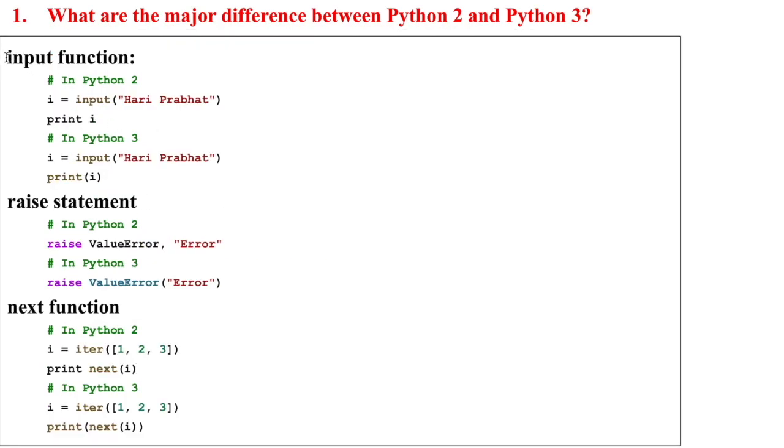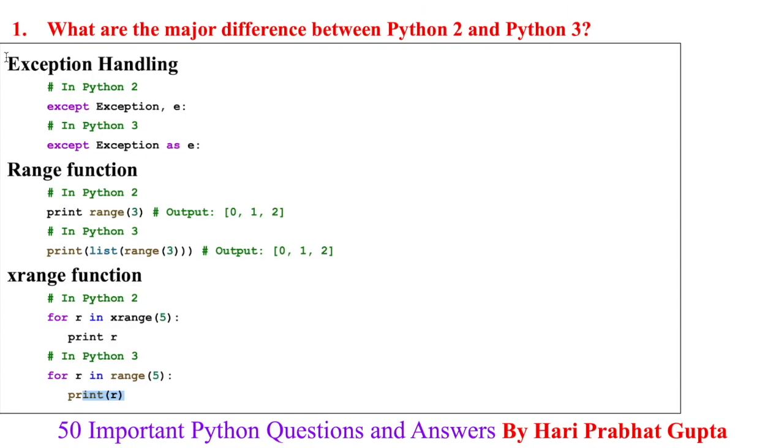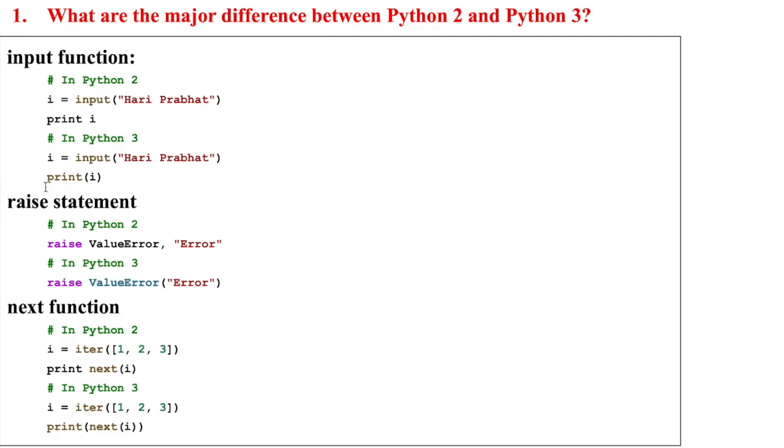Now after that, the raise statement. In Python 2, the raise statement can be used with a comma to separate the exception type and the message. Here we can see ValueError, comma, the error message. But in Python 3, the syntax has changed to eliminate the comma and pass the exception type and message as an argument to the exception constructor. Sorry, the type constructor. So this is the difference between Python 2 and Python 3 for the raise statement.